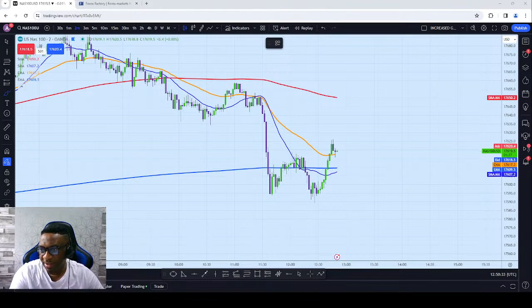Yeah, I'm sorting out the cursor. I'll be back with it shortly. Yeah, I think you can see it now.